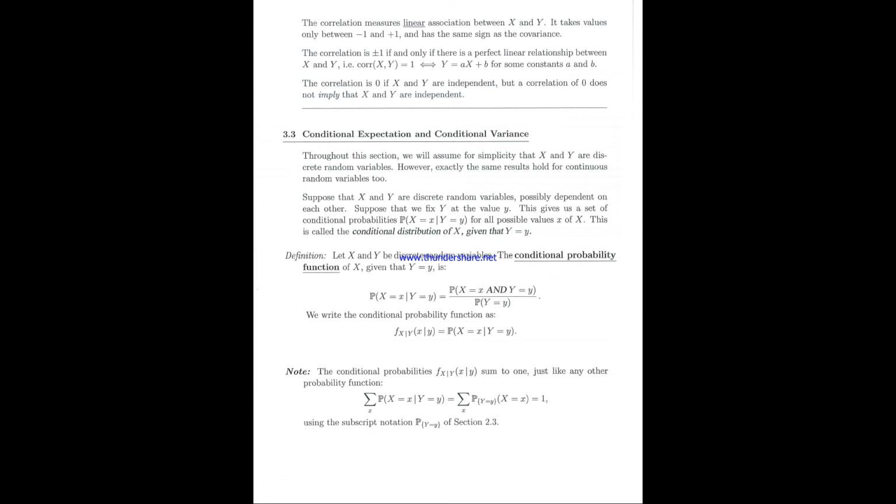Actually, when it comes to stochastic processes, what we are interested in is the conditional expectation and the conditional variance of the random variables. That is something very, very important when it comes to stochastic processes.